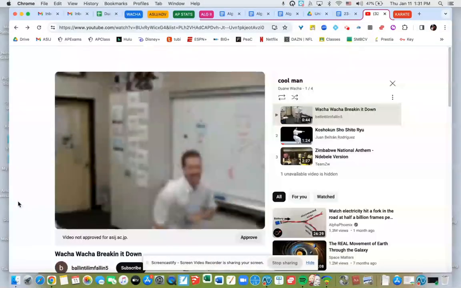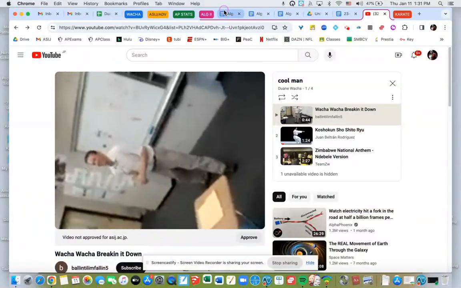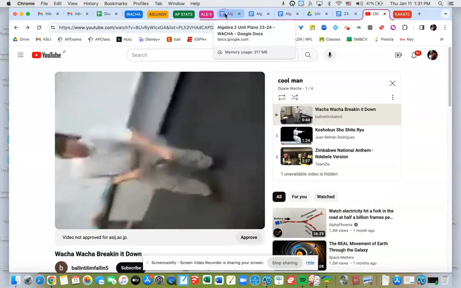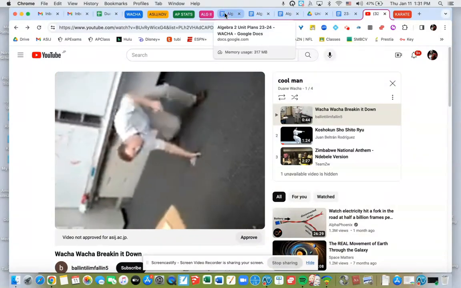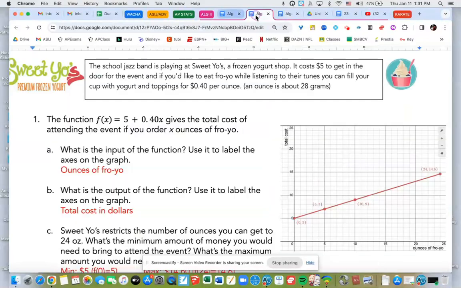Today's focus is going to be on composite functions with inverses, what those look like, and also word problems. So this is the worksheet we're going to be going through.